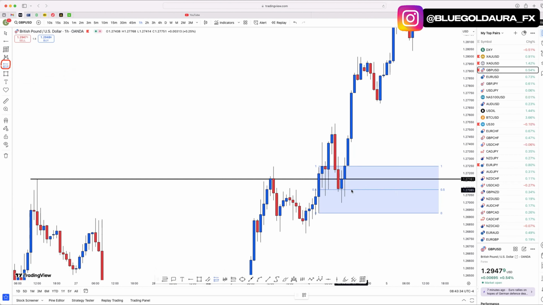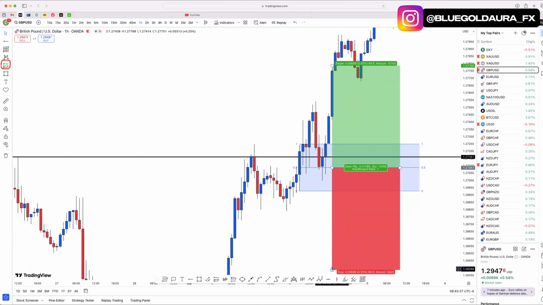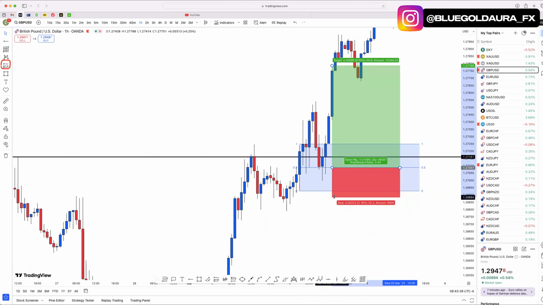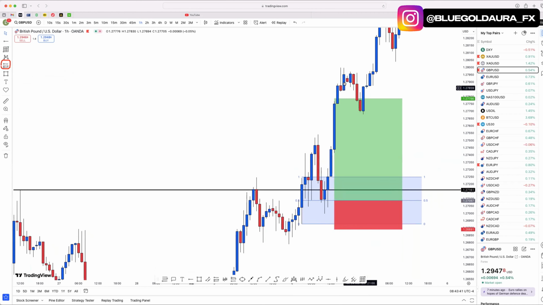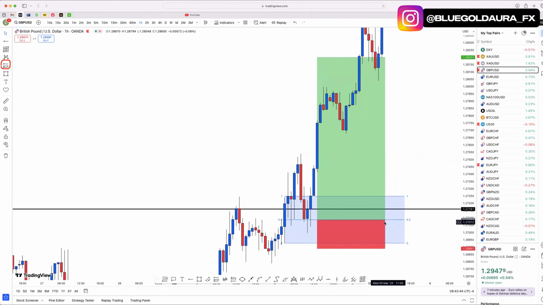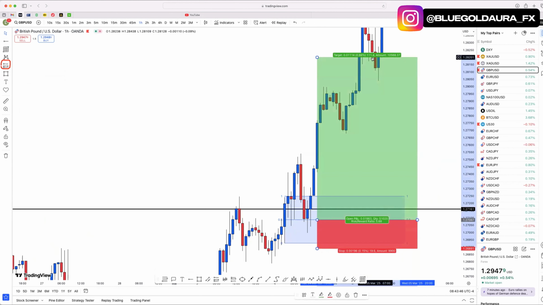Let's say assuming we are buying from this 50% or half point, our stop loss, we are placing it below. Assuming we are doing that, what we are going to have is this. With these two, you will get your take profit, which is in this case 111.4 pips, and our stop loss in this case is 19.6 pips. Our risk to reward ratio is 1:5.68.